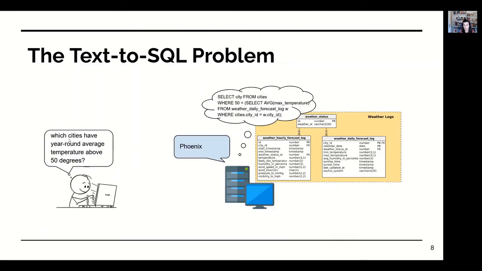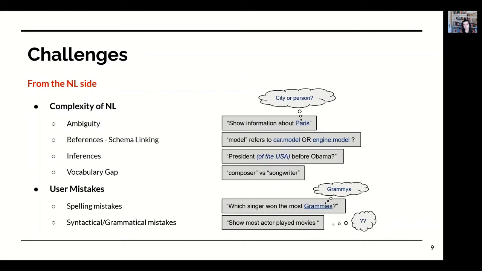Is this an easy problem? Actually, no. We have many challenges, both from the natural language side as well as the SQL side. What type of natural language challenges do we have? Well, natural language is complex by definition, so we're dealing with things such as ambiguity. When we say show information about Paris, do we mean the city? Do we mean the person? When we say model, does it refer to the car model in the database or the engine model? So how do our natural language elements link to the schema elements?